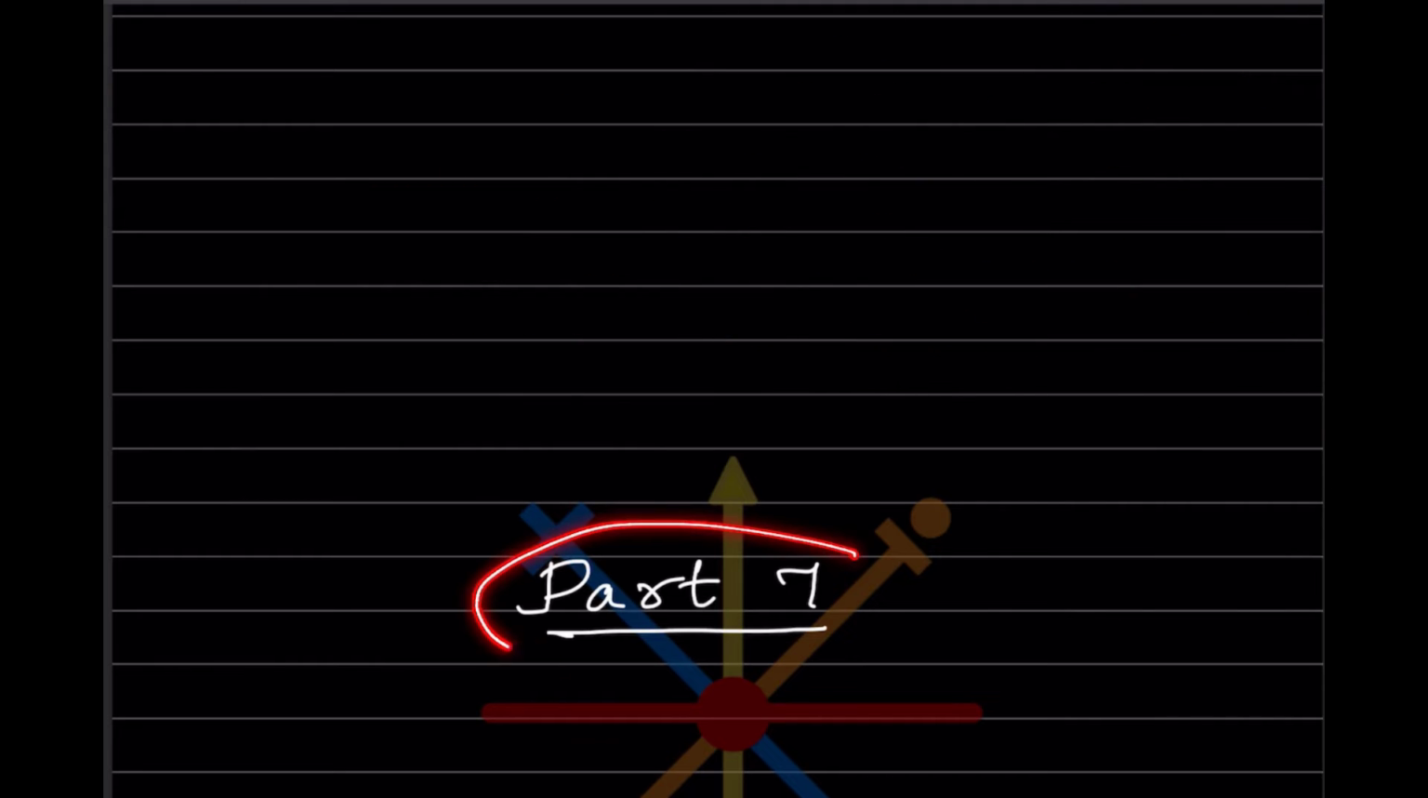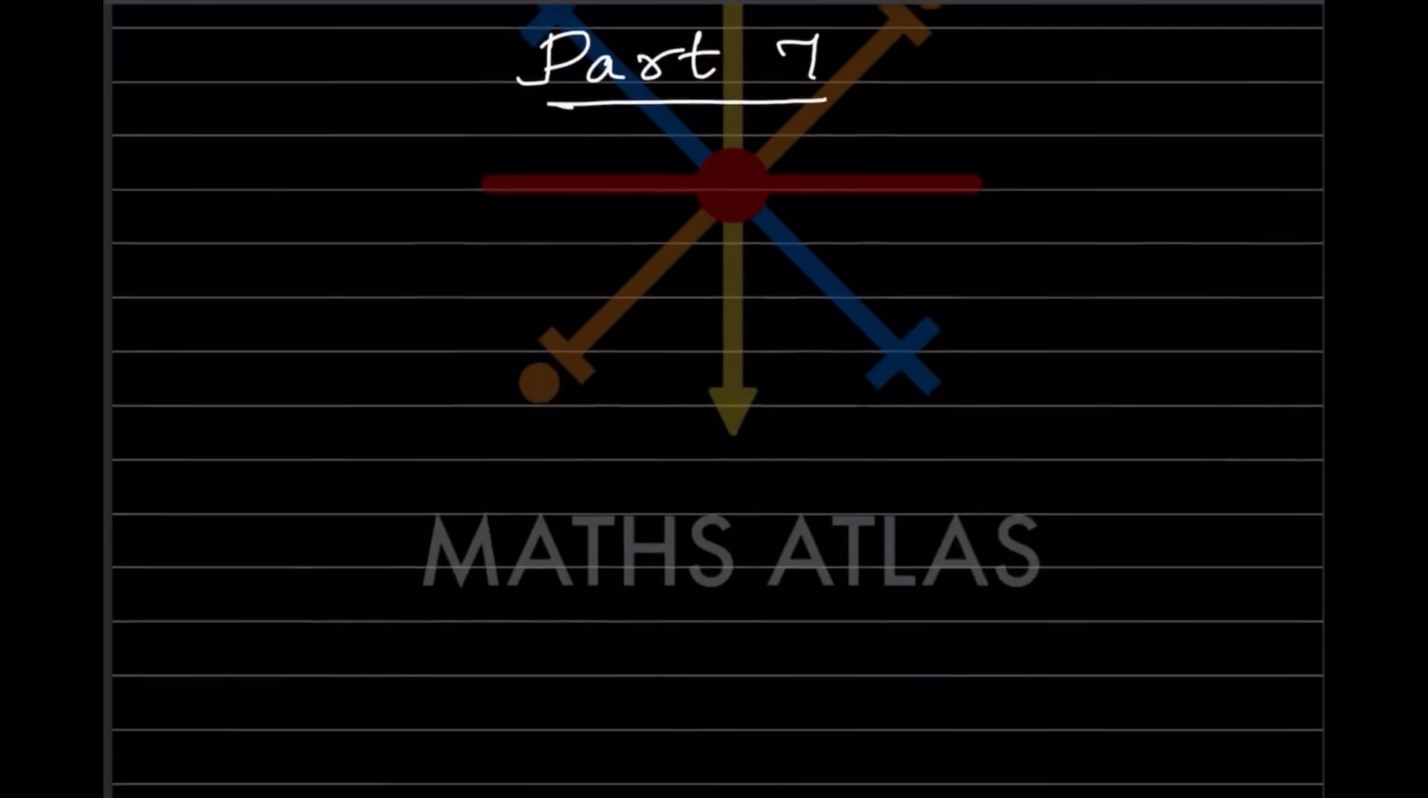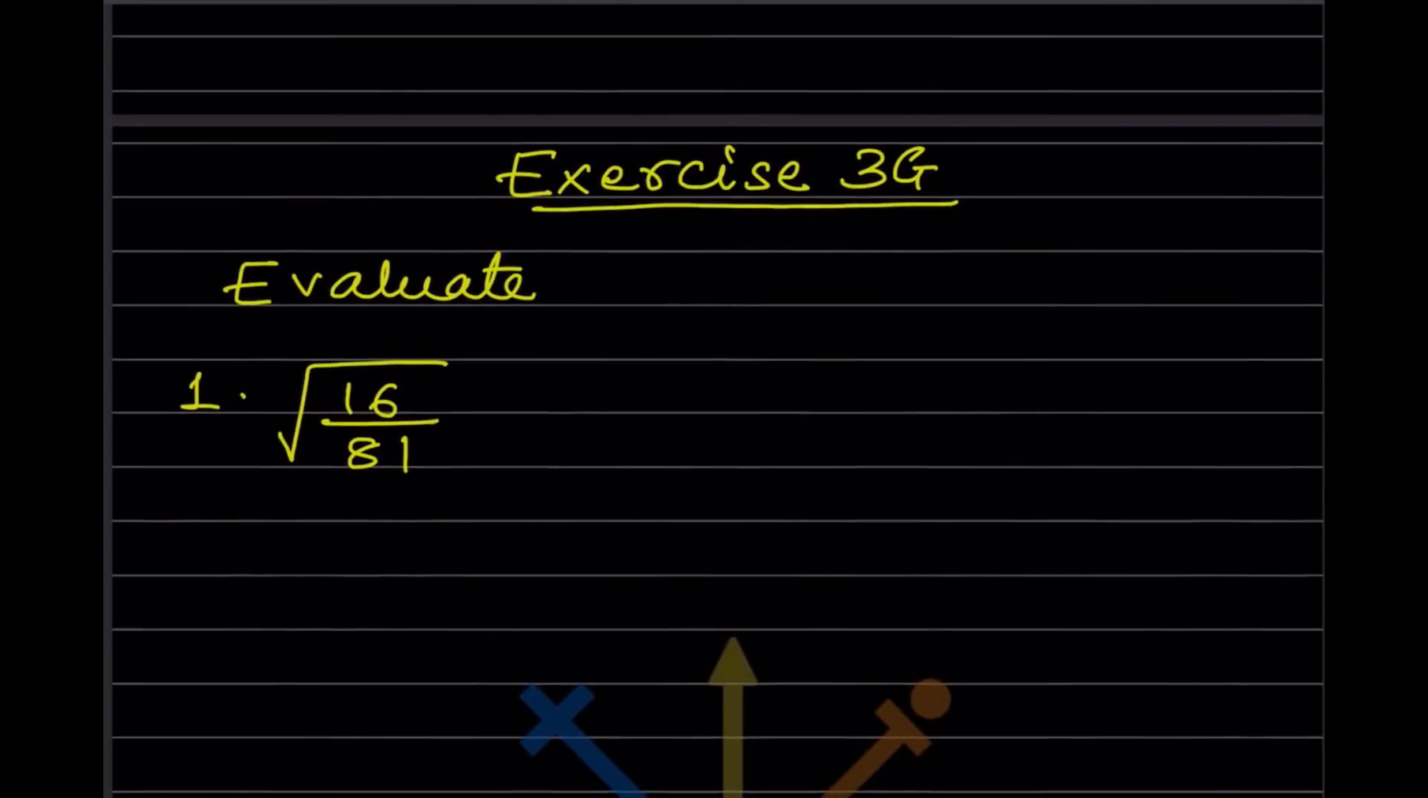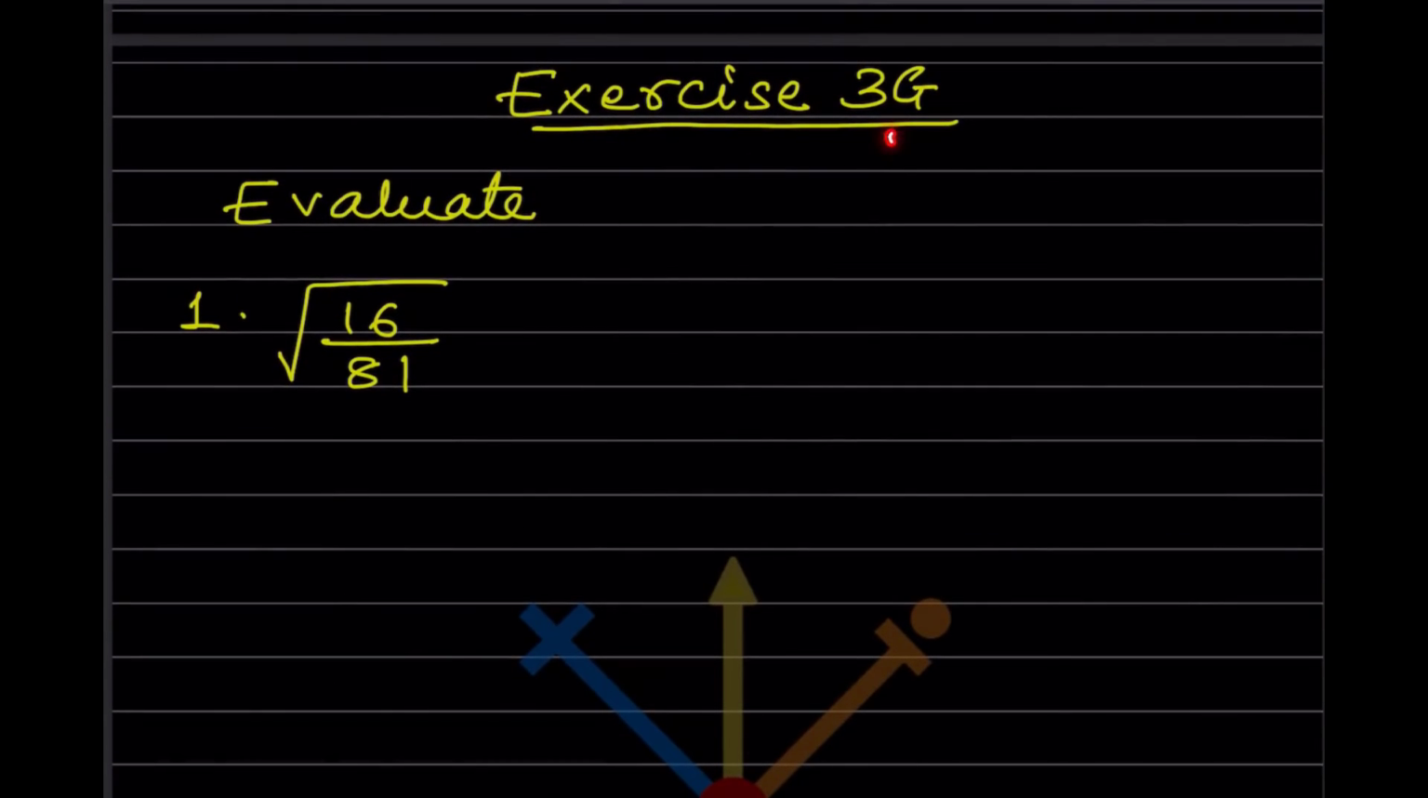So today let us see part 7 of the same topic, that is squares and square roots. In this one we will see the exercise 3G. The first problem here, we have to evaluate root of 16 by 81. This also is a perfect square and this also is a perfect square.